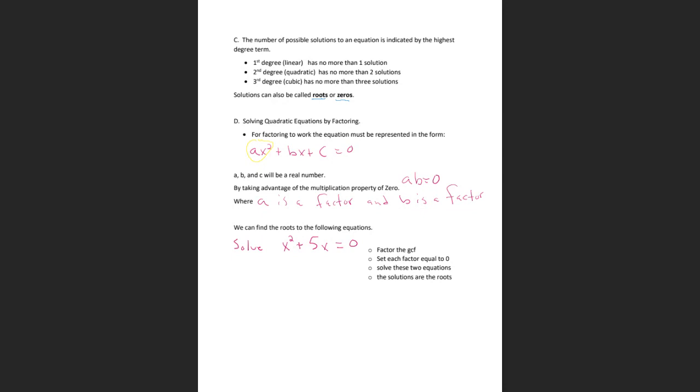So to solve x squared plus 5x equals 0, we're going to use factoring. In this particular example, what it has is a GCF. Notice how there's an x squared term and a 5x term. They both have an x in common. So I'm allowed to pull out the x, and that's going to leave me this x plus 5.